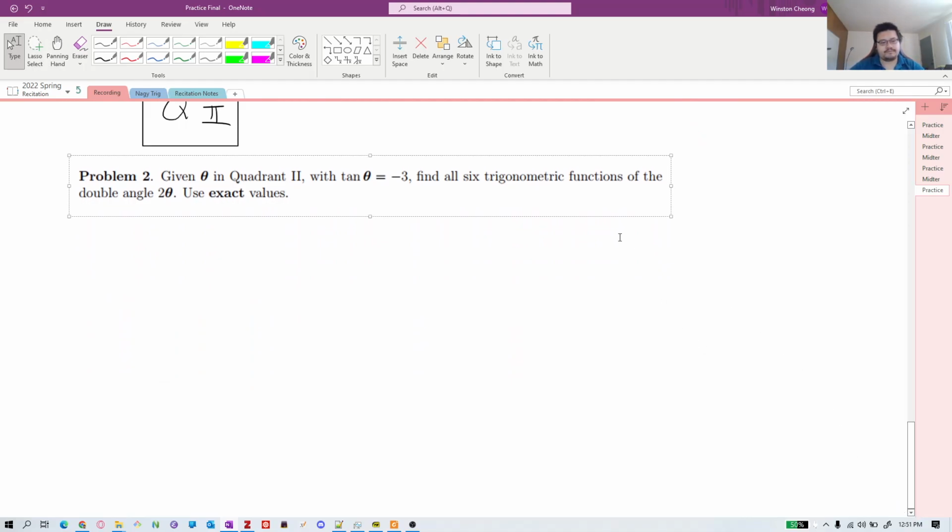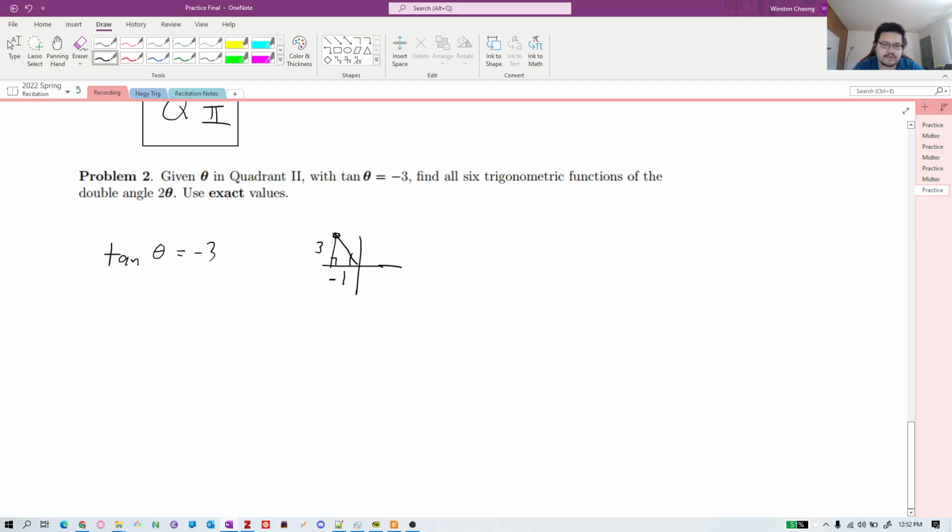Okay, given theta in quadrant 2 with tangent theta equals -3. So that is all the information that we have about our angle. Tangent theta is equal to -3, and it's in the second quadrant. So let's draw what this would look like. So that is an angle in the second quadrant and the representative triangle. Tangent being -3 means opposite over adjacent is like this, and this side is viewed negatively because the x-coordinate is negative, whereas the y-coordinate is positive.